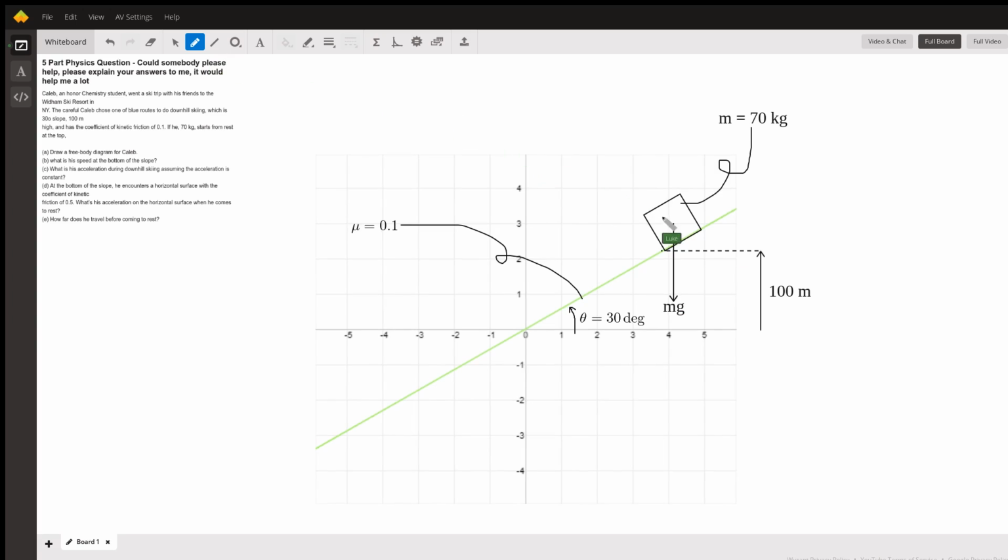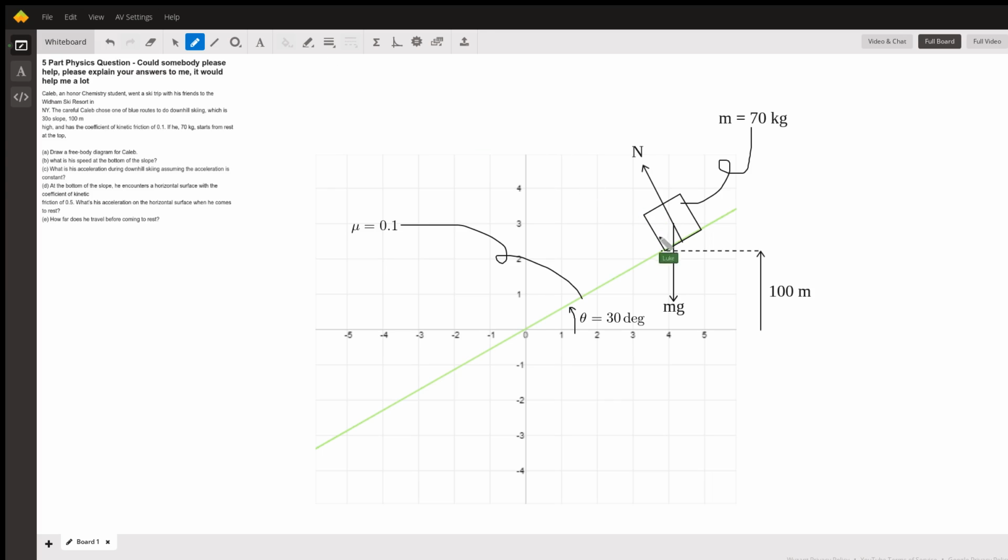The other force at play, well, there's two other forces at play. The other force would be his normal force because he's skiing down a surface. So you would draw that in. I would usually have it drawn going through what we'd be calling his center of mass. I'd have some magnitude n.